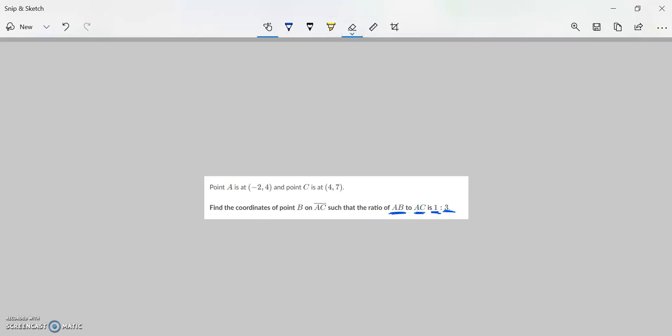So it's telling us how far our total line is going to be divided up into. It's going to be divided into 3 chunks. Okay, AB is one of those chunks. AC is all of it, which is 3 chunks.